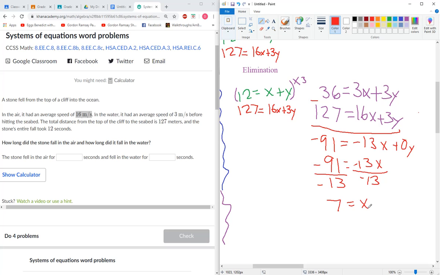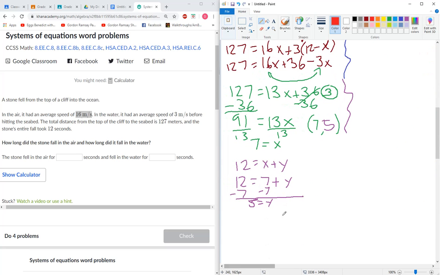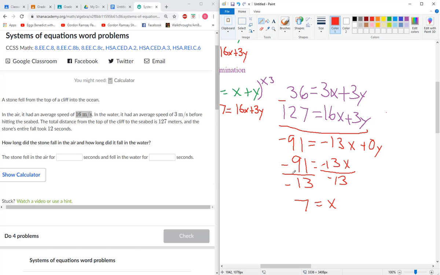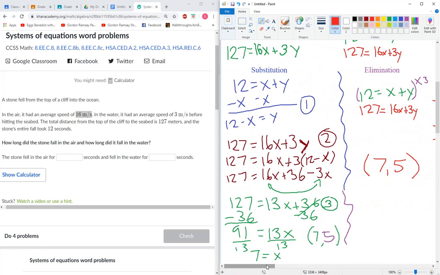So there we go. And I already know that it works because if I plug 7 in here, it works to 5, so I know it's going to be 5 here. So the answer is 7, 5. And there's the first one.